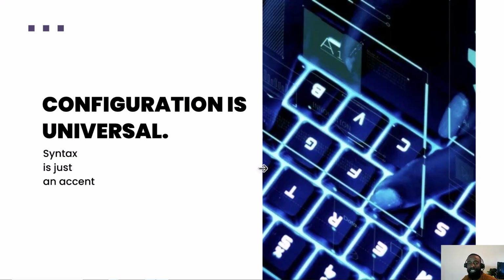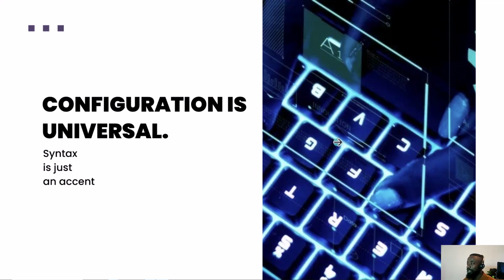So my name is Kenneth and today we're going to be talking about configuration. On my screen I've said that configuration is universal, right? You can configure any device. The only thing that varies is syntax, right? So syntax might vary across devices, but the concepts are the same thing.